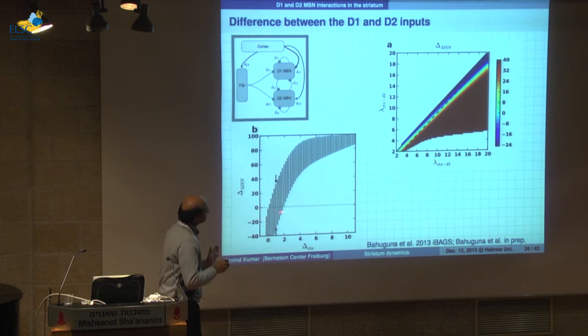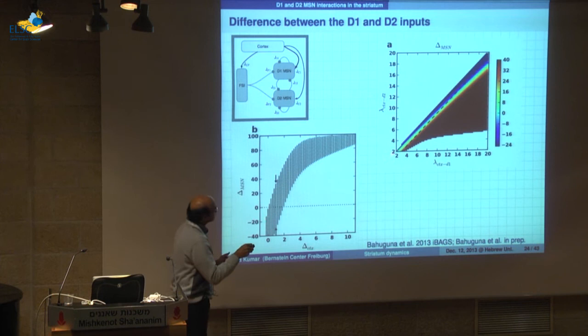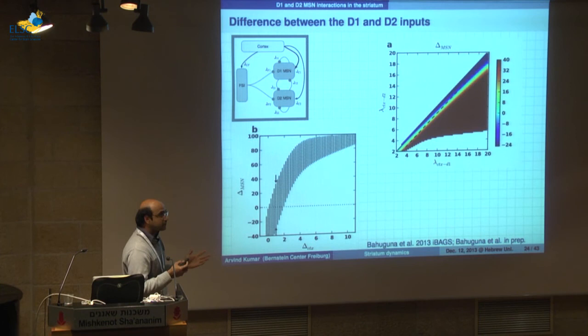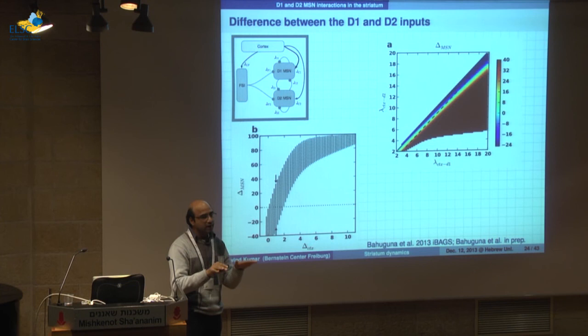But as you shift the diagonal, you start to get positive and negative differences, meaning as you go from here to here, initially you will have a positive difference and then it will become negative. And eventually in a very high input range, it's all positive, so D1 wins. But that's really not relevant. As I said, the most interesting states would be somewhere here, where even for behavior, what you want is that these two populations can change their relative firing rates.